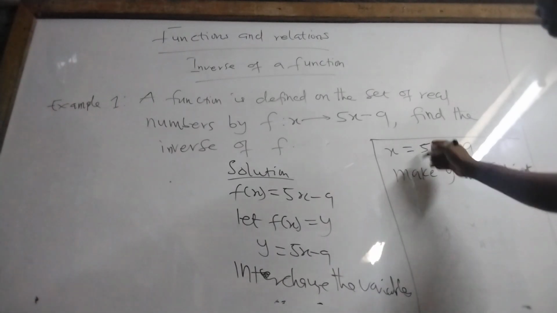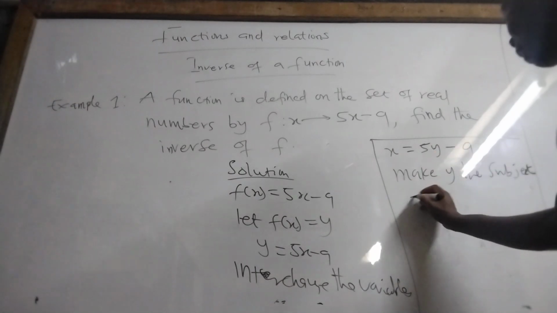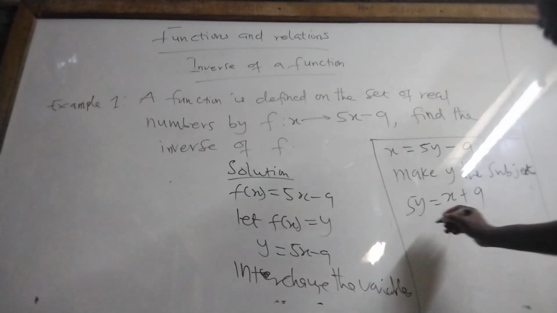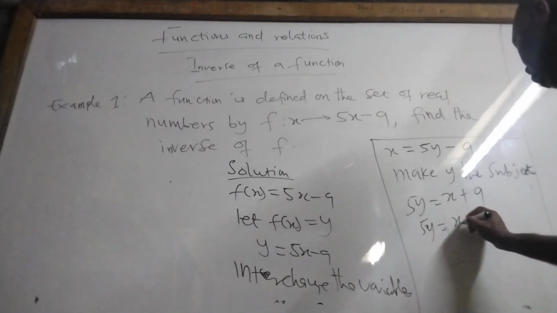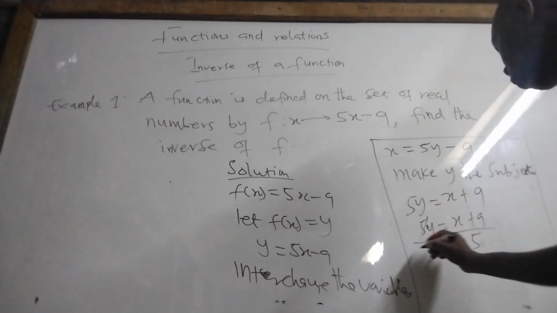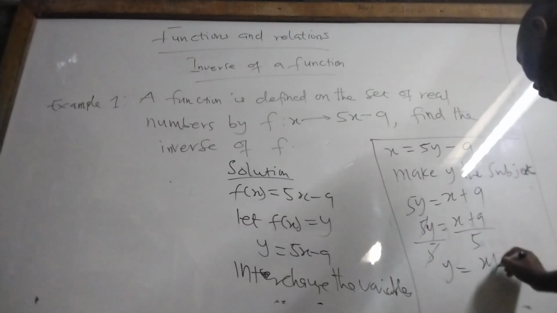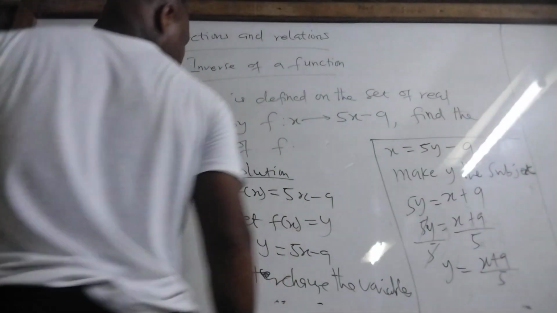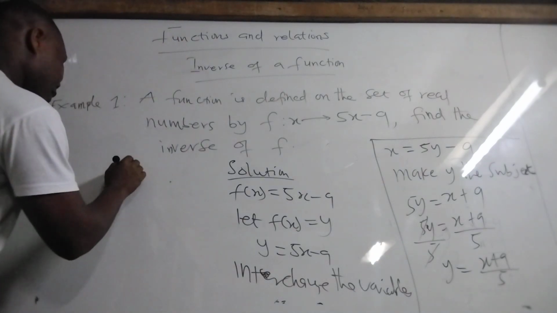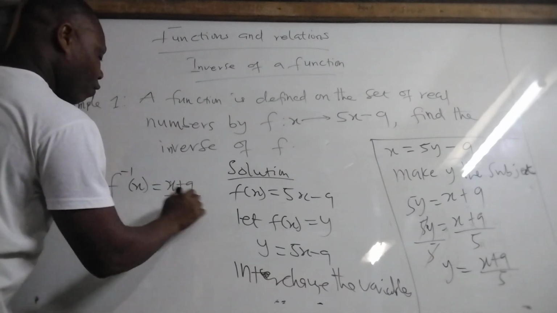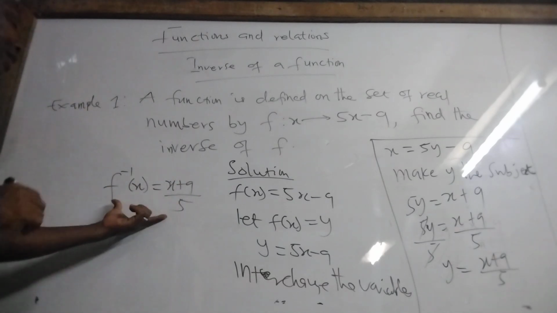Making y the subject, I'm going to get 5y being equal to x plus 9, and then y being equal to x plus 9 all over 5. I divide both sides by the coefficient of y, then y is standing alone: x plus 9 over 5. Now this x plus 9 over 5 becomes the inverse function. So the inverse function f prime of x is equal to x plus 9 over 5.